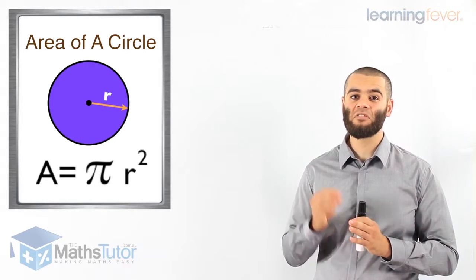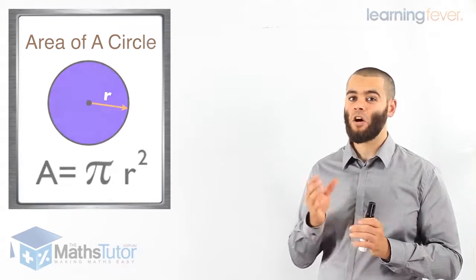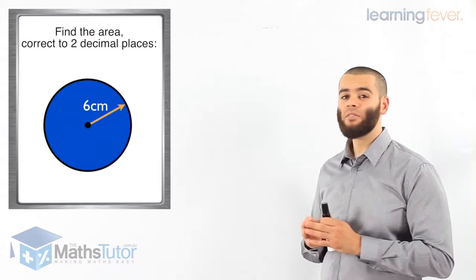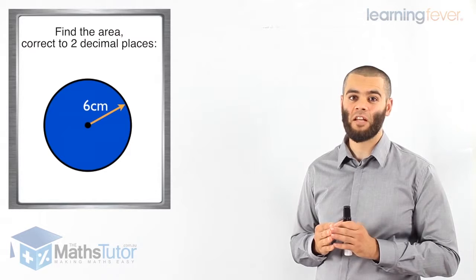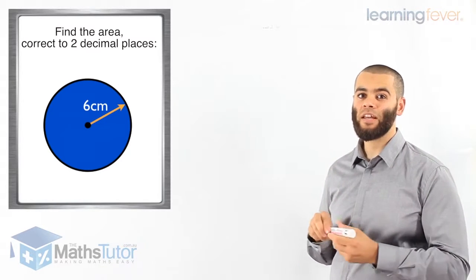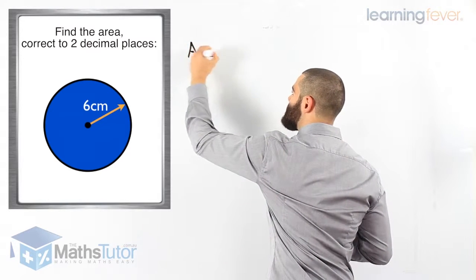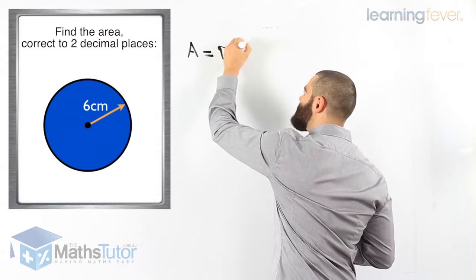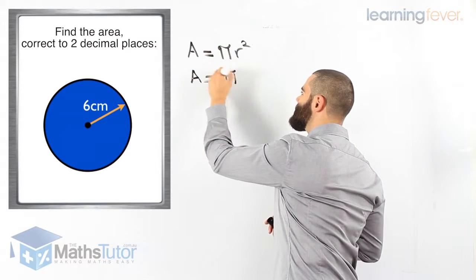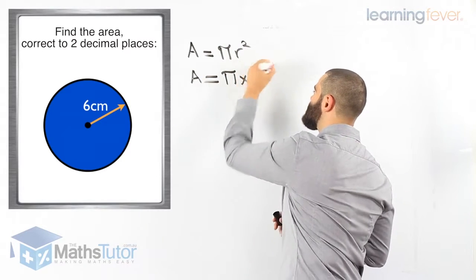Let us see some examples to understand how to work out the area of a circle. In the first example, we can see that the circle has a radius of 6 centimeters. That's all we're looking for, the radius. Now we can put it in our formula. A equals pi r squared. A is the area, pi times the radius, which is 6, 6 squared.